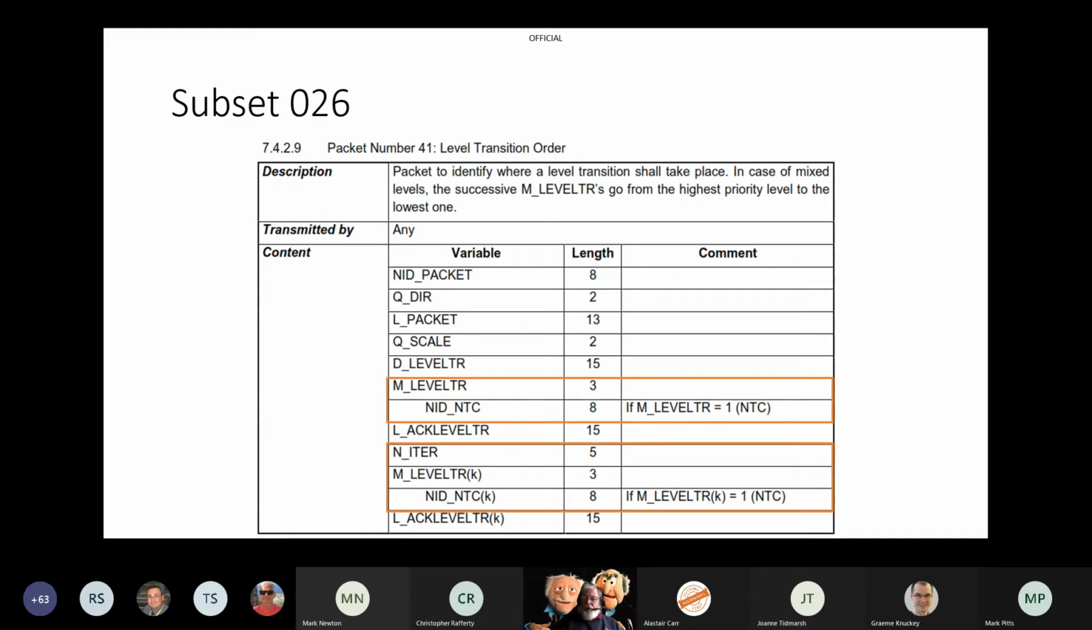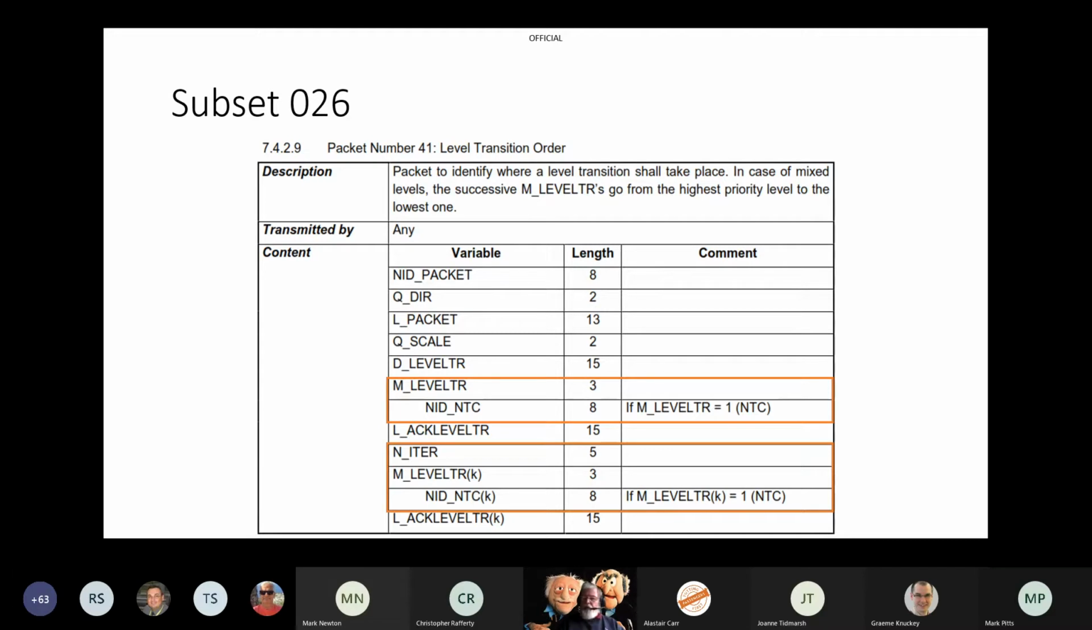The priority table is described in two parts. There's always a level that is in the table. That's the first M_LEVEL transition. And if that was level NTC, then there is a qualifier of NID_NTC to say which type of level NTC is available, whether it's TPWS or TVM or CPTC, etc.